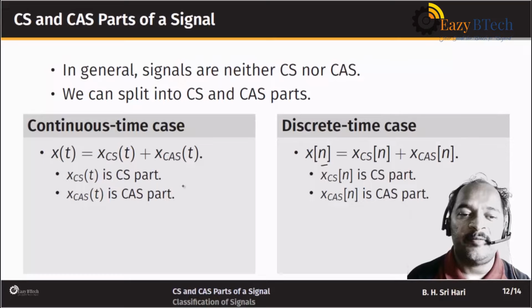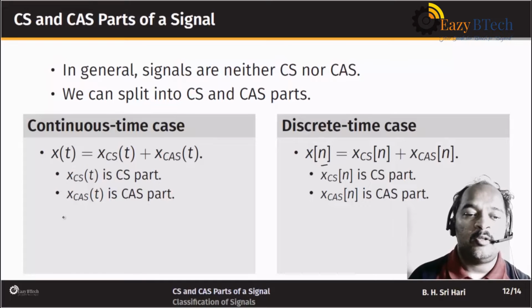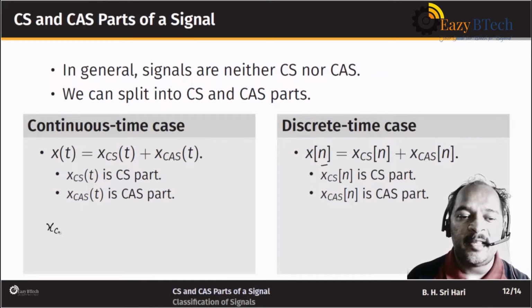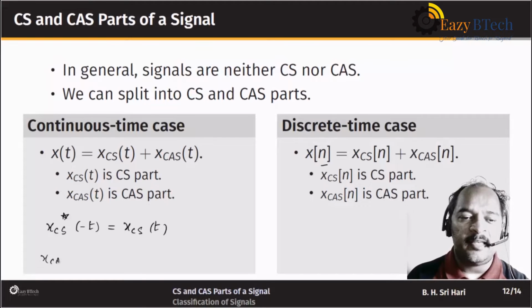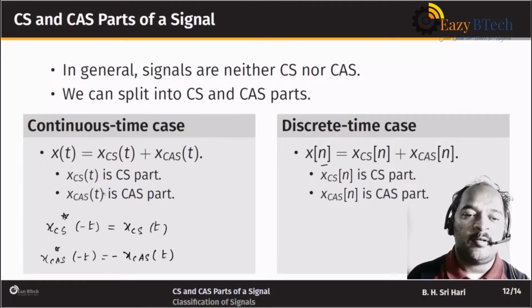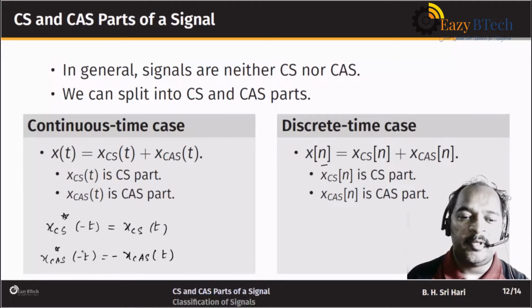As the name itself suggests, xcs of t is the conjugate symmetric part, so it should satisfy the conjugate symmetry property. What do I mean by that? xcs star of minus t should be equal to xcs of t, and similarly xcas star of minus t should be equal to minus xcas of t. Why? Because xcas of t is the conjugate anti-symmetric part, so it has to satisfy this property. Now let us try to derive the equations for these two cases.